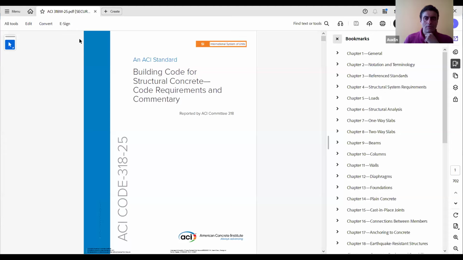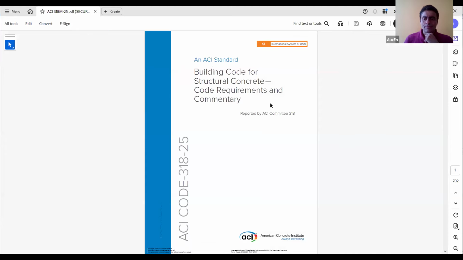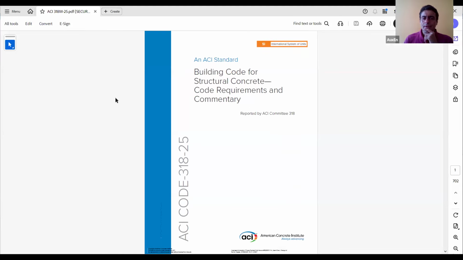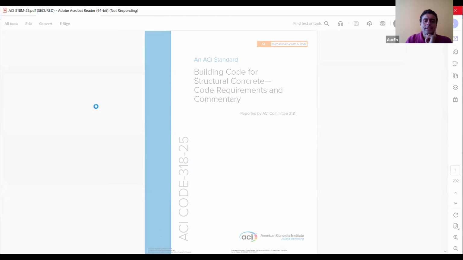I don't know, what are you able to see right now? Is this code visible? Blank. The code is visible? Yeah. So this is going to be my ACI standard. It is the ACI 318.